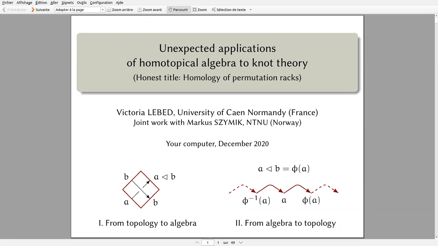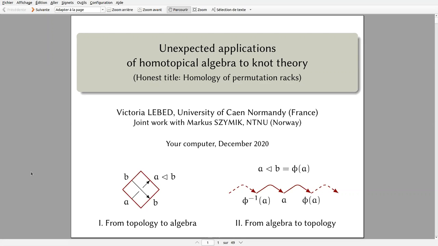So when you see the title, you might wonder what can be unusual about bringing together homotopical algebra and knot theory. They can be put together in so many natural ways. So the connections I will present today are probably not the ones you would naturally think of. So now, how the talk will be organized.